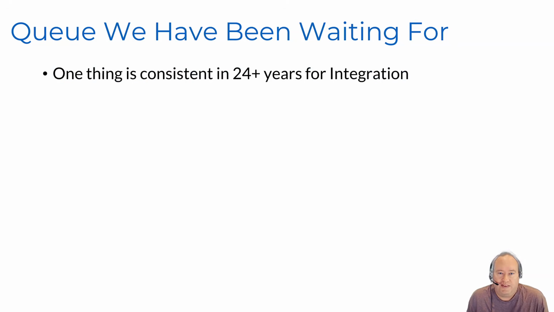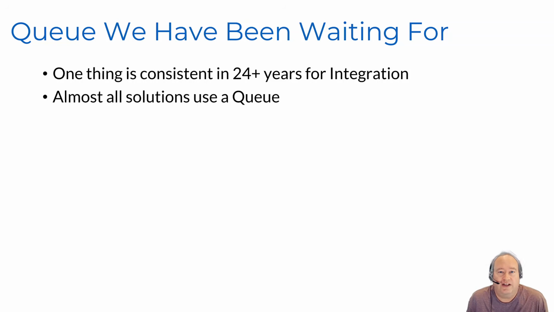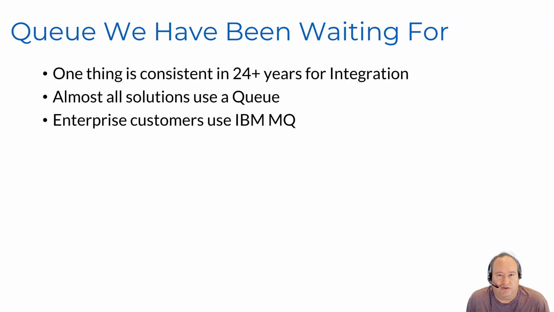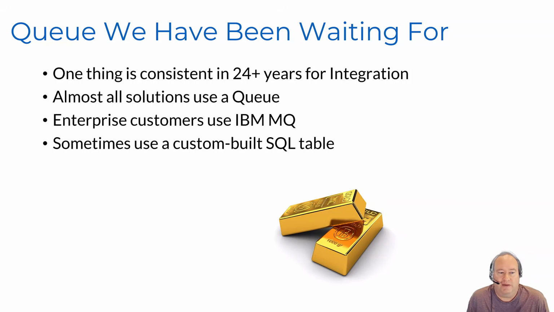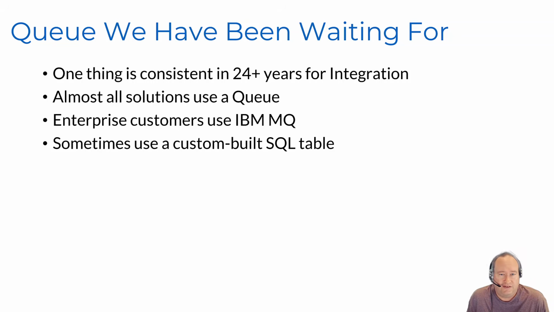First and foremost, it's the queue we've been waiting for. If there's one thing that's consistent in my over 24 years of working with integration solutions, it's that almost every integration solution seems to have a queue. Long ago, IBM MQ was the gold standard for enterprise queuing. Almost every client I worked with used IBM MQ. The big drawback of IBM MQ was, of course, the cost. It came at a pretty extensive price. Given the price of IBM MQ, sometimes the customer would build their own queuing infrastructure using SQL tables. This is a solution I've used many a time for smaller integration solutions, and this worked pretty well.